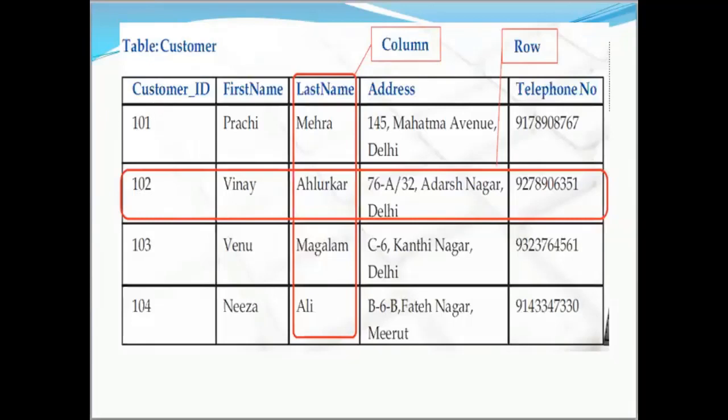So when you take the details of 101, you get some details like 101 is the customer ID. The first name of that person for the customer is Prachi. Last name is Mehra, and address and telephone number. So horizontal subset of data is known as rows and vertical subset of data is known as columns.